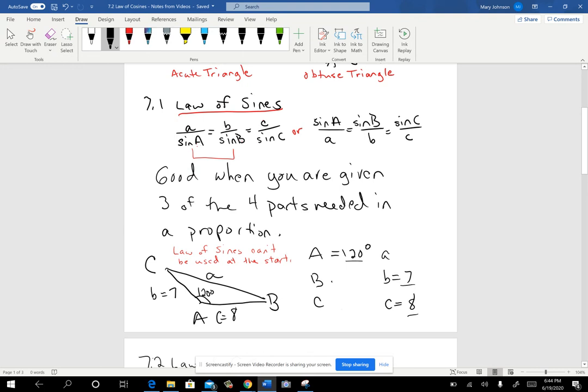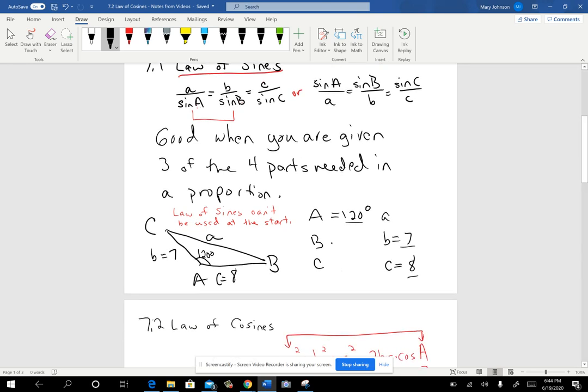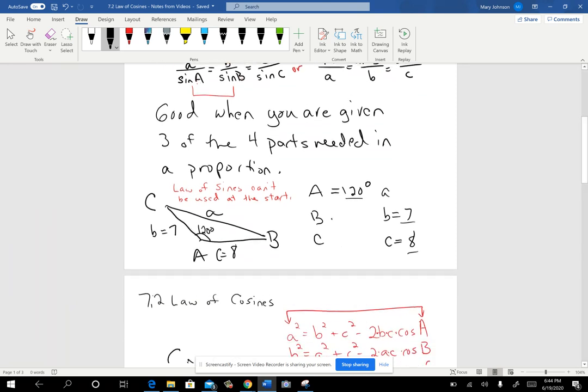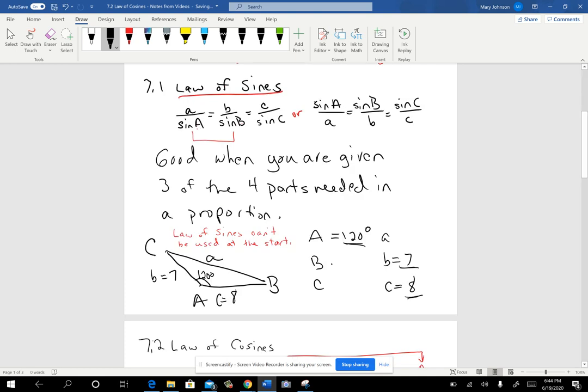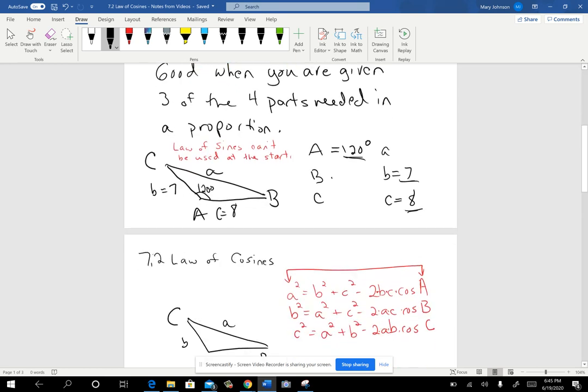All right, so it's good when you're able to get 3 of the 4 parts you need. But here's an example where the law of sines can't be used at the start. Because you see the given information I have? If I were to go up to any of the proportions in the law of sines, I wouldn't be able to have just one unknown. There'd be more than one unknown, and so I couldn't proceed. So that's why this new idea, this law of cosines, is needed.